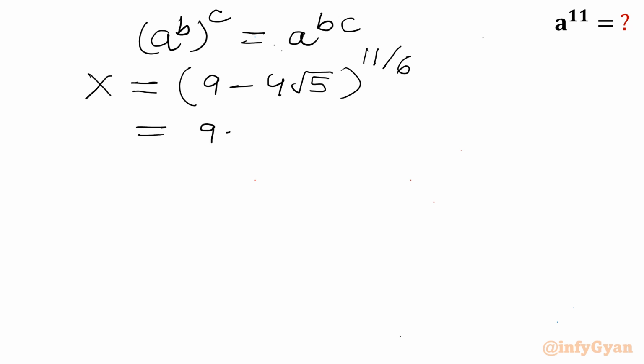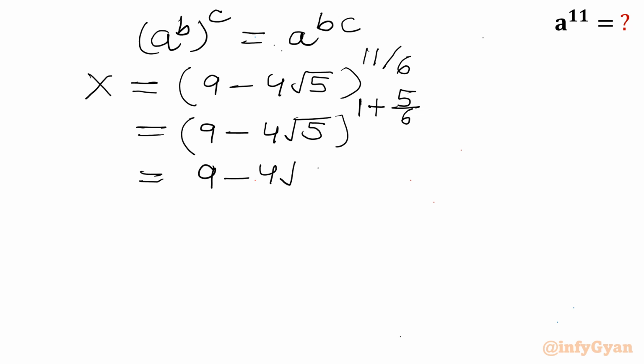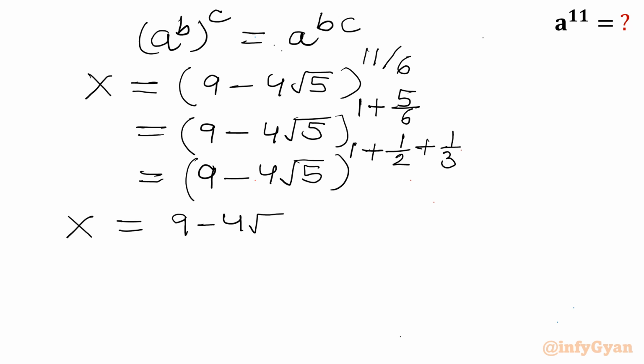Now can we write 9 minus 4 square root 5 and 11 over 6? I can write 1 plus 5 over 6. Now I can write 9 minus 4 square root 5. This 5 over 6 can we write as half plus 1 by 3. Now using the property of exponents, I can write x will be equal to 9 minus 4 square root 5 with power 1, 9 minus 4 square root 5 with power 1 by 2.